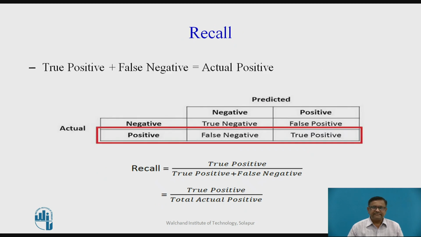And recall is true positive plus false negative, that is actual positive. If you look at the table, on the right side are the predicted values, and on the left side are the actual values, negative and positive. In the second row, positive consists of false negative and true positive, and recall is true positive divided by true positive plus false negative. So true positive plus false negative can be called total actual positive outcomes.